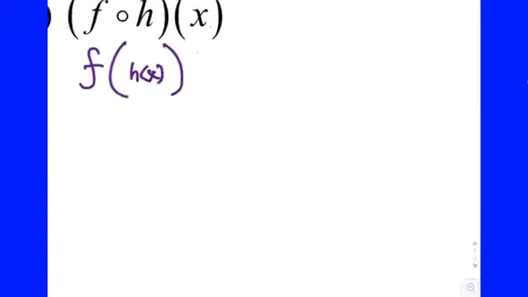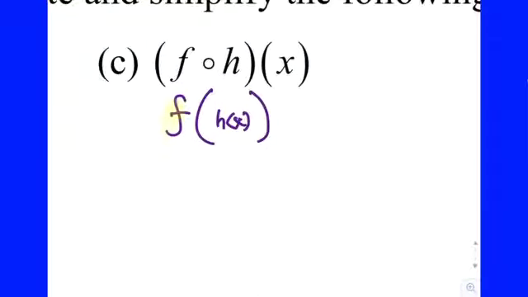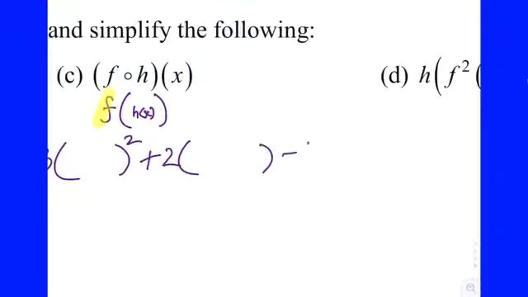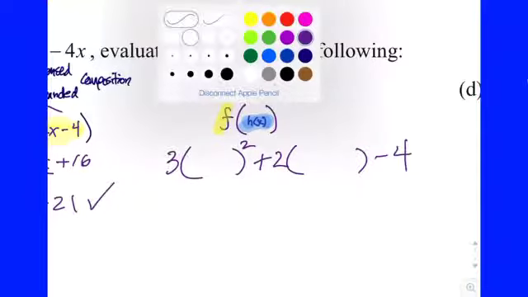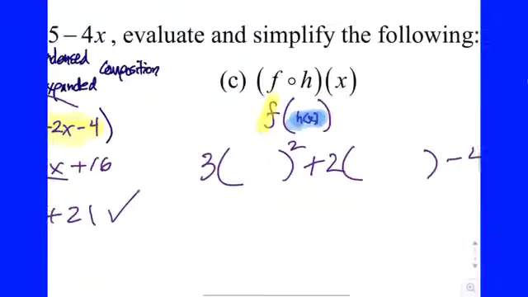So we're going to start the same way. Underneath here, because it's the function f on the outside, we're going to say it's 3x squared, but I'm putting parentheses in place of x, plus 2x, again, parentheses in place of x, and then minus 4. Okay, and now what am I plugging in for x? H of x, yeah, which is 5 minus 4x. So 5 minus 4x, 5 minus 4x.